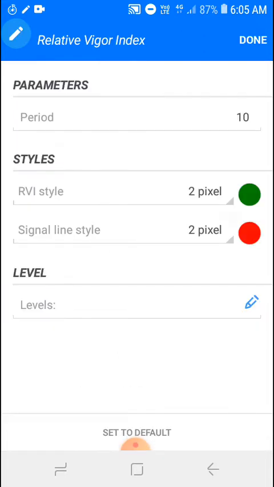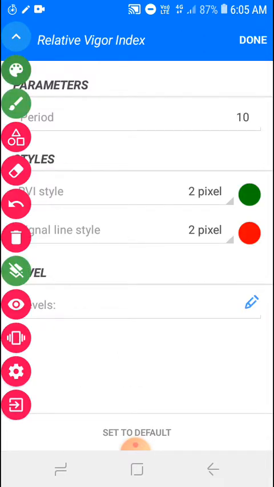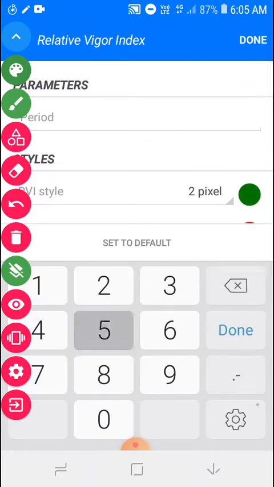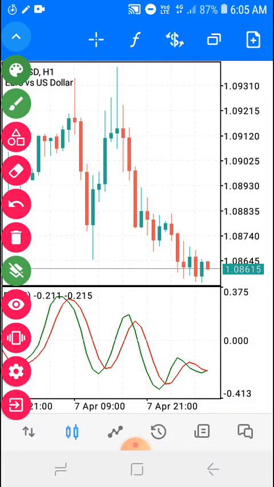After clicking it, here on period you can see it's 10. I put 5 here. 5 allows me to get information from only the most previous 5 candlesticks. Okay, so this indicator works like this. It's just a roll like this.